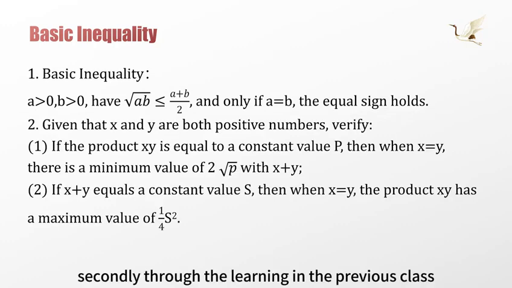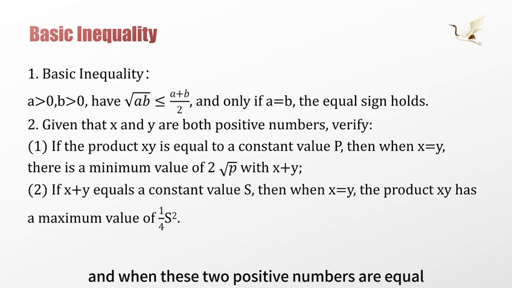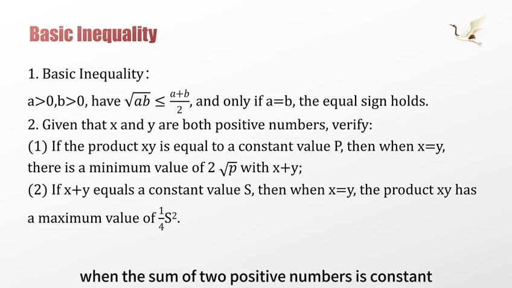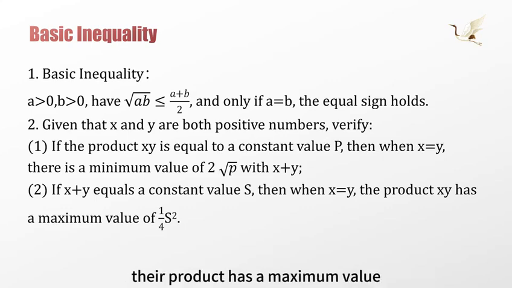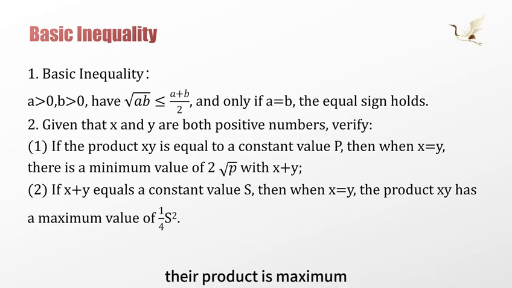Secondly, through the learning in the previous class, we know that if the product of two positive numbers is constant, then their sum has a minimum value, and when these two positive numbers are equal, their sum is minimum. When the sum of two positive numbers is constant, their product has a maximum value, and when these two positive numbers are equal, their product is maximum.